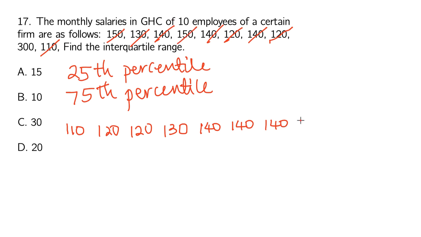150, 150, 150, 150. And then we have a 300. Let's check if we have 10 of them. 1, 2, 3, 4, 5, 6, 7, 8, 9, 10. All right, we have 10 numbers, so that's good.